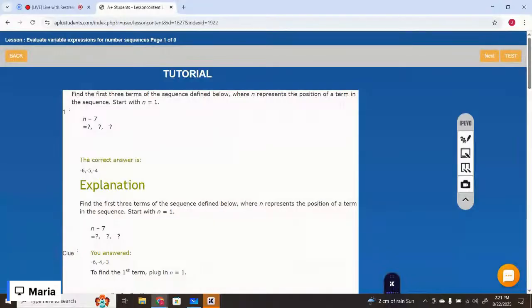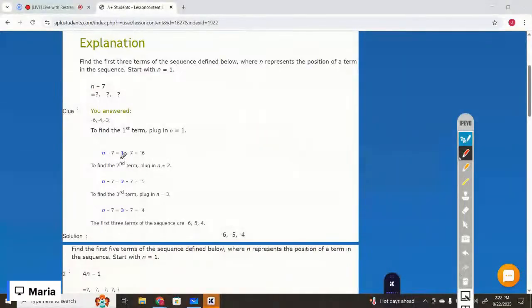Find the first three terms of the sequence below, where n represents the position of a term in the sequence. Start with n equals 1. So n minus 7, starting with n equals 1. First thing is replace the variable n with 1. That is 1 minus 7 equals negative 6.